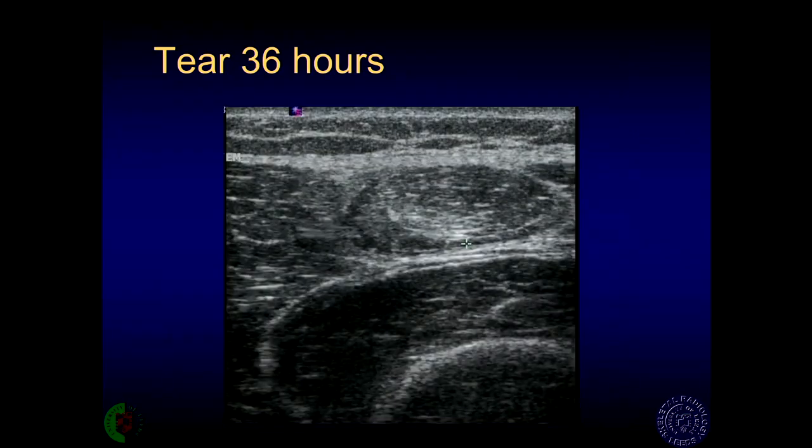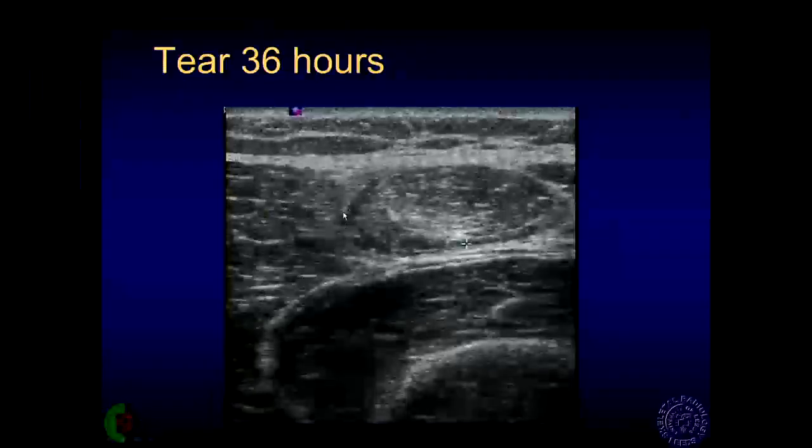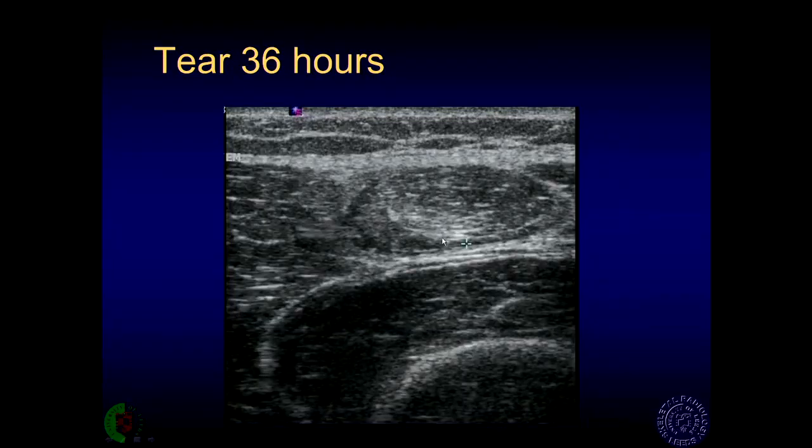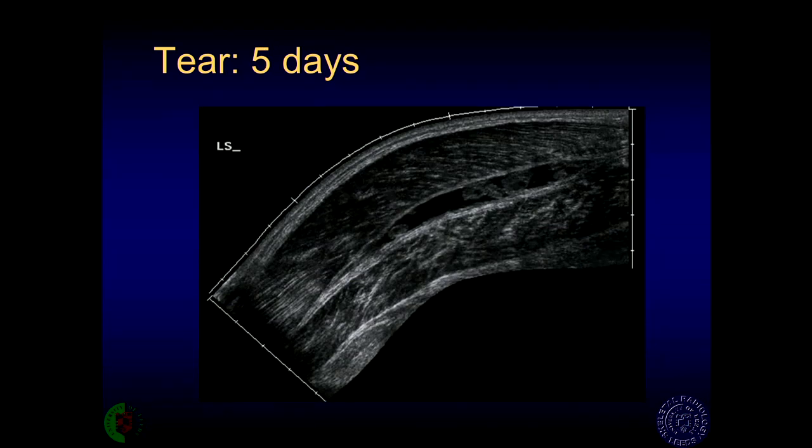Now, if we go a bit longer, go out to 36 hours, this is probably the perfect time to miss a tear at ultrasound. You can see here there's a sizable hematoma present, but it's virtually isoechoic to the surrounding muscle. So that's your hematoma there, but it's really very difficult to appreciate on the ultrasound scans. And if you wait a bit longer and go out to a number of days, what you start to see is liquefaction of that hematoma.